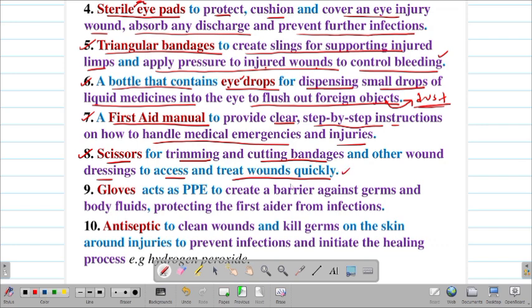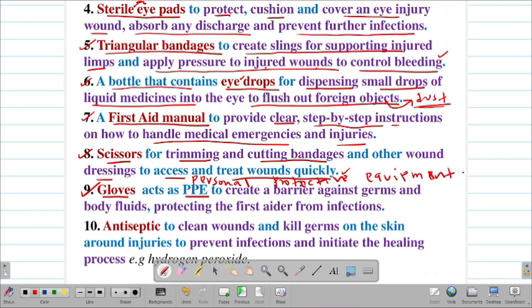Now, the ninth component of our first aid kit is what we call the gloves, which act as the PPE. Remember, PPE simply means personal protective equipment. Those are what we are calling the PPEs.